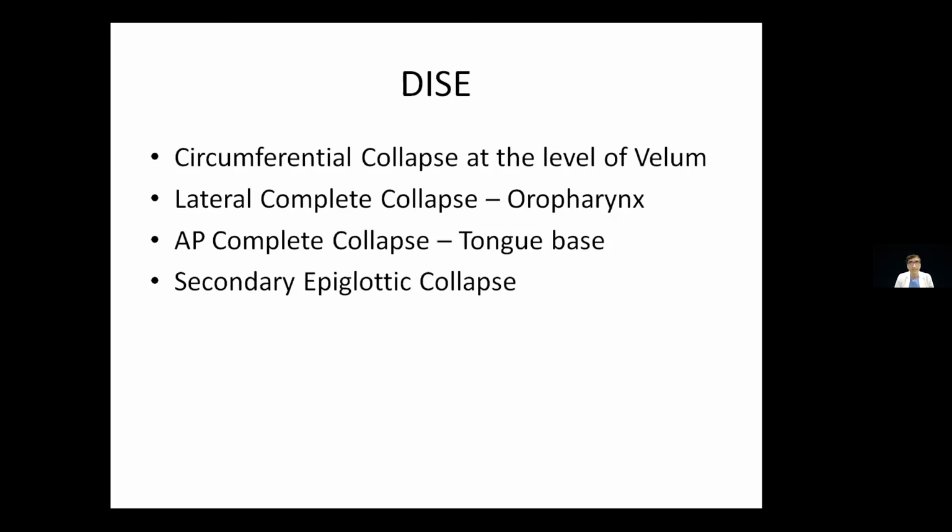an end product of his BMI being very high, because it has been attributed that higher BMIs are associated with more of what we now call the CCC pattern, that is complete circumferential collapse. Now, the lateral collapse at the oropharynx, is that a complete collapse? So that's a complete collapse at the oropharynx. And tonsil 2, right? If I'm not mistaken, tonsil 2, right? Yes. And AP complete collapse at the tongue base and secondary epiglottis collapse, which is a byproduct of the AP complete collapse from the tongue base.